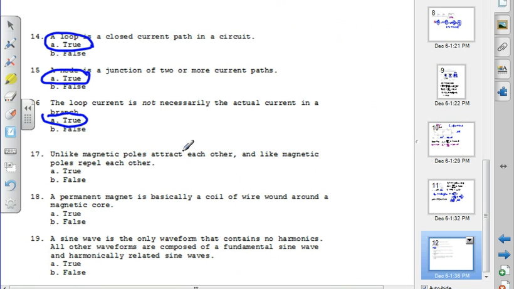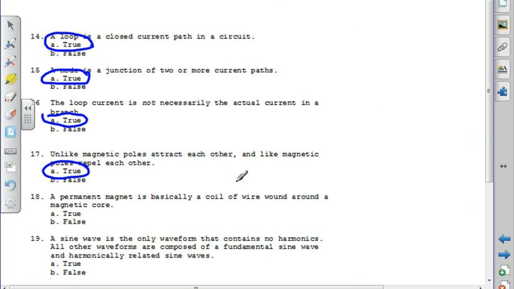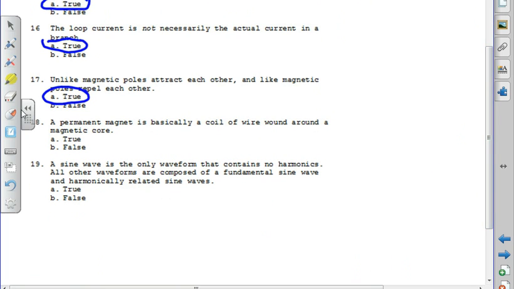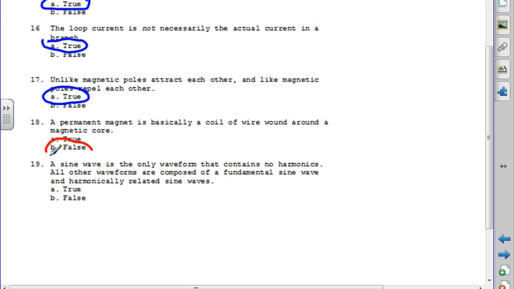Unlike magnetic poles attract, like magnetic poles repel. True. There's some pattern here. A permanent magnet is basically a coil of wire wound around a magnetic core. False.